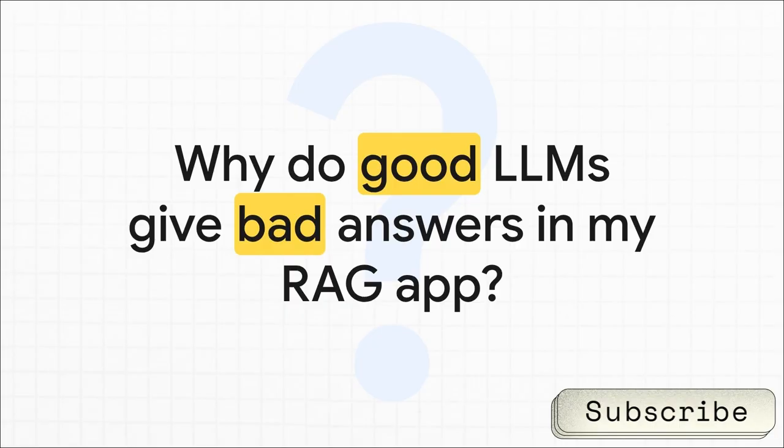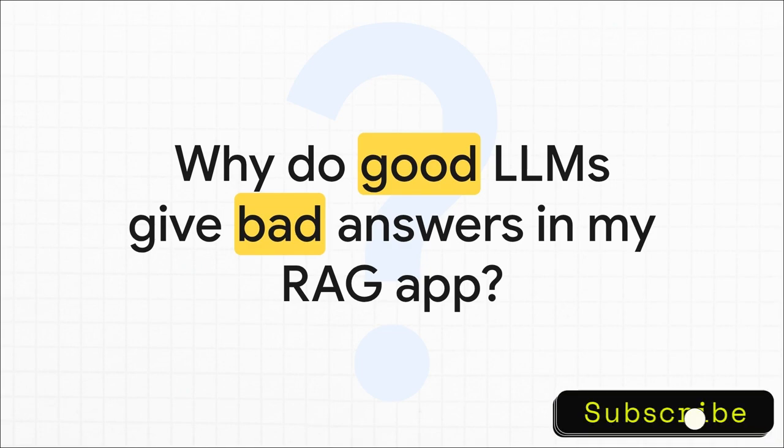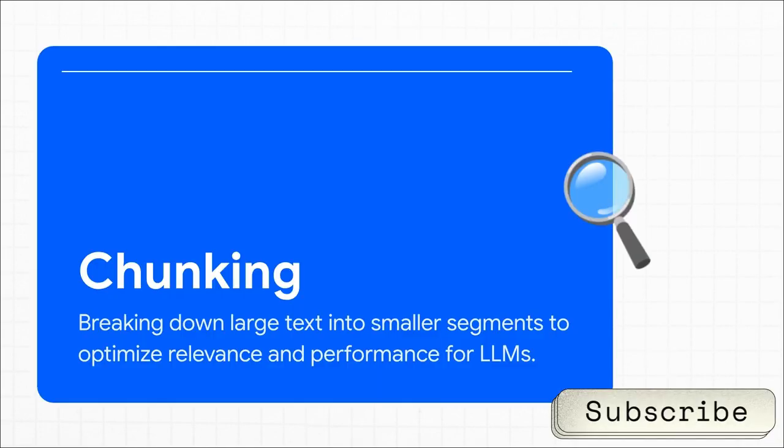It's a super common and frustrating problem. And listen, more often than not, the issue isn't the model, it's how you're feeding it information. Okay, so what is chunking, really? At its core, it's just the process of breaking down these huge pieces of text into smaller, more manageable segments.